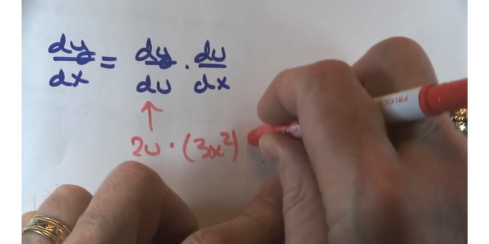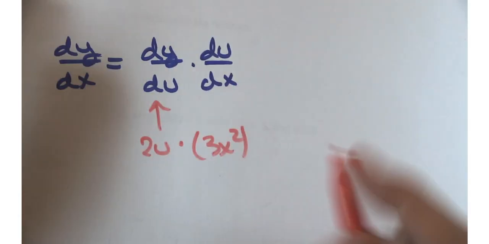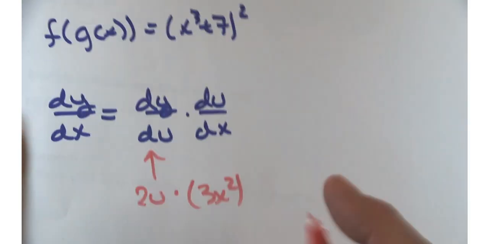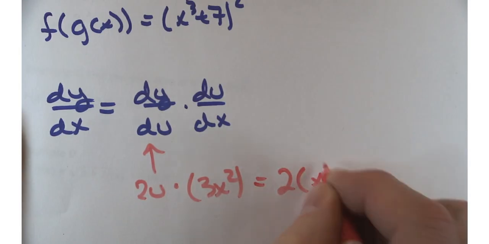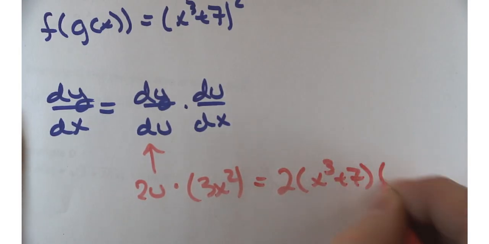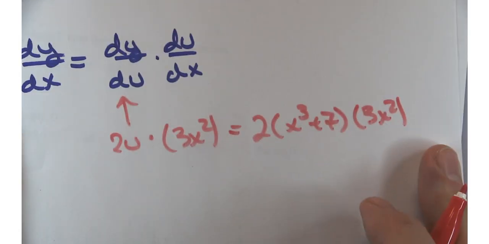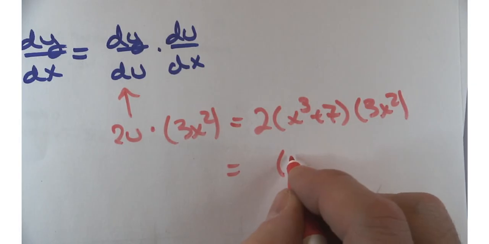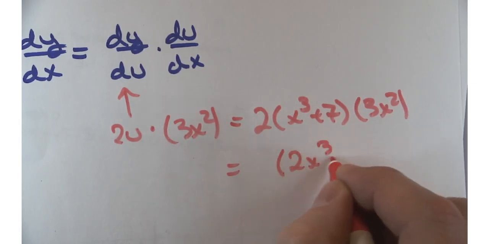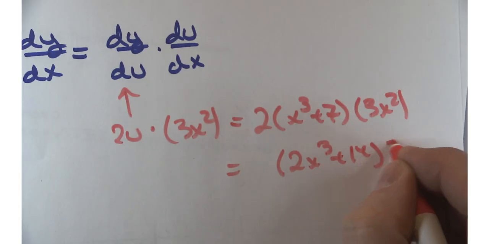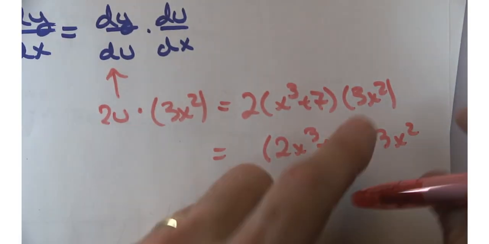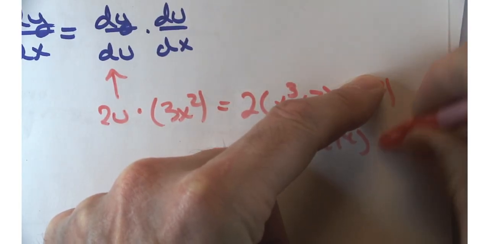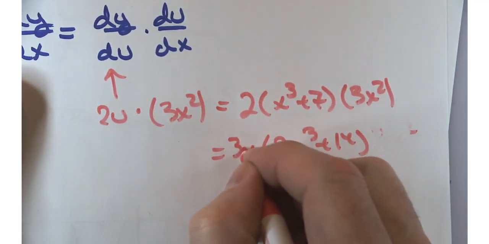What was u representing? What did u take the place of? Yeah, u is x to the third plus 7. So this is going to be 2 times x to the third plus 7 times 3x squared. Well, we can distribute this a piece at a time. I'll distribute the 2 here first. That's going to be 2x cubed plus 14 times 3x squared. Maybe I should write that out in front. So the 3x squared here.